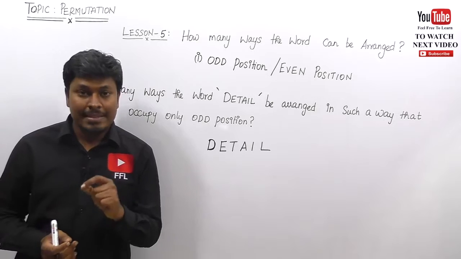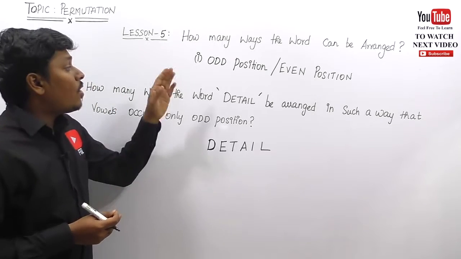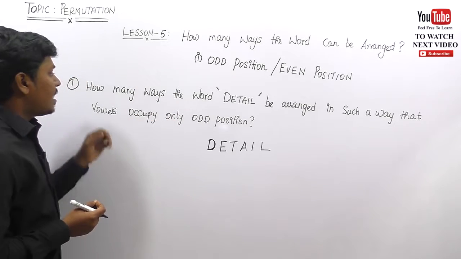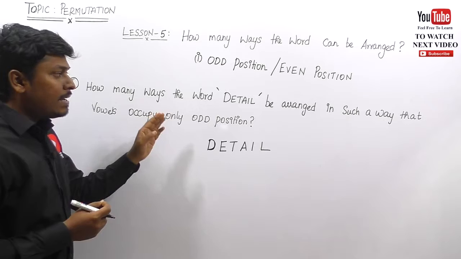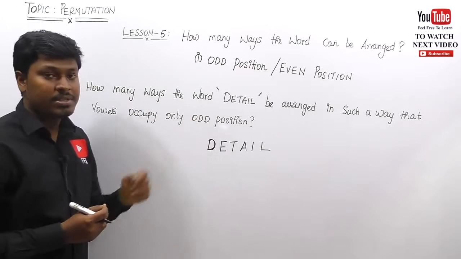Let me move on to lesson number 5, which is based on the condition called odd positions and even positions, right? Let me move on to the first question, friends. How many ways can the word DETAIL be arranged in such a way that vowels should occupy only odd positions?